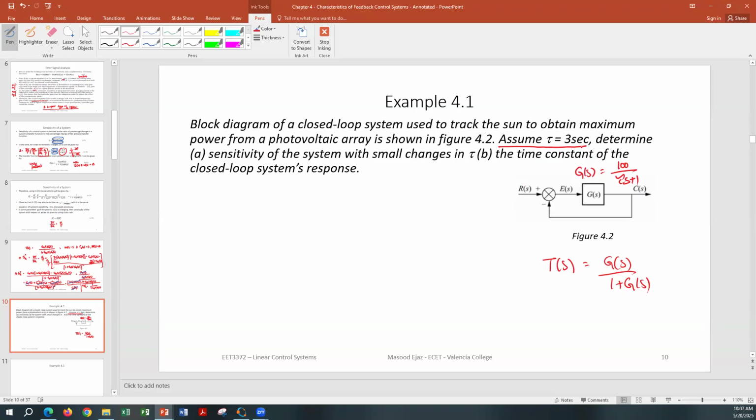Determine the sensitivity of the system to small changes in the time constant. Tau is the time constant of only the process G(s), and we have to figure out the time constant of the complete closed loop system, the complete transfer function response.